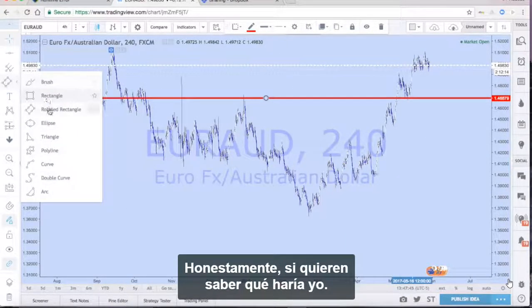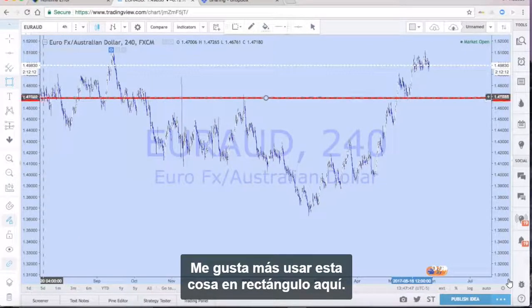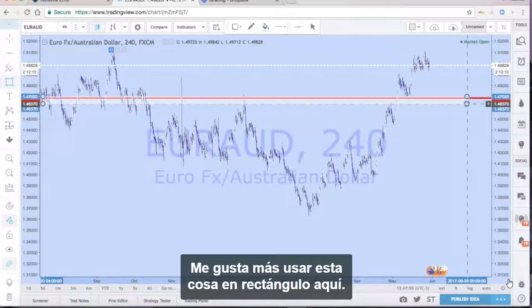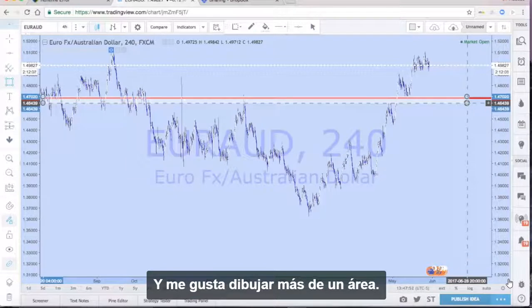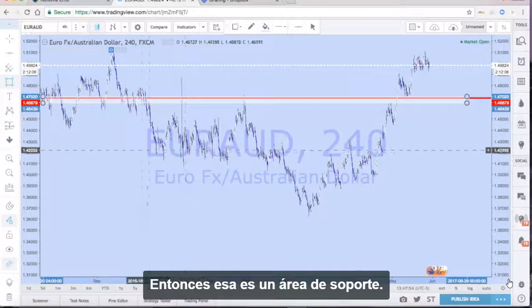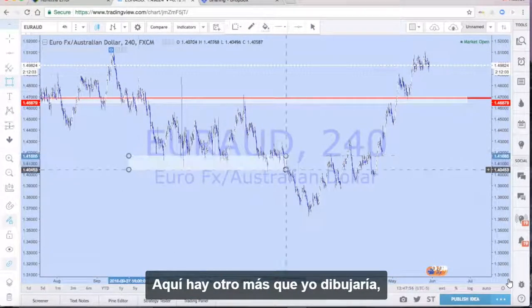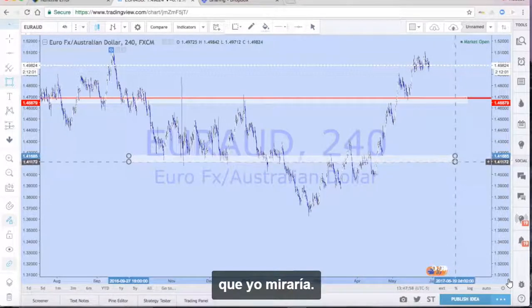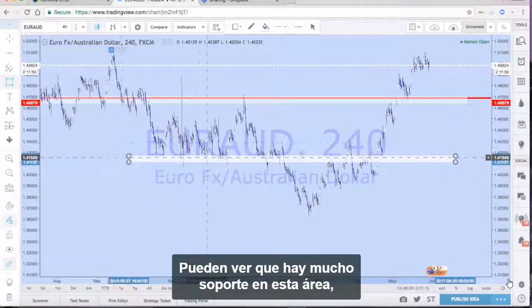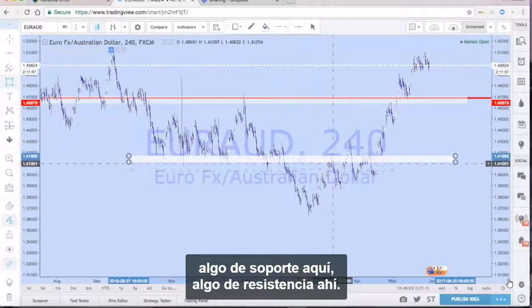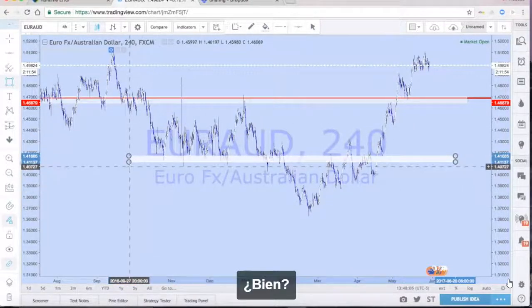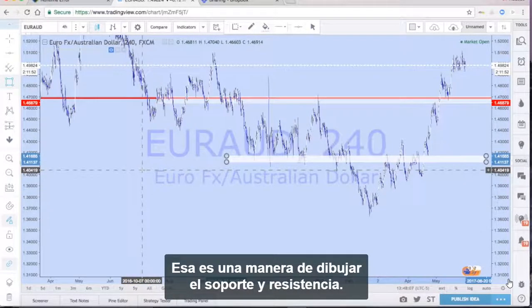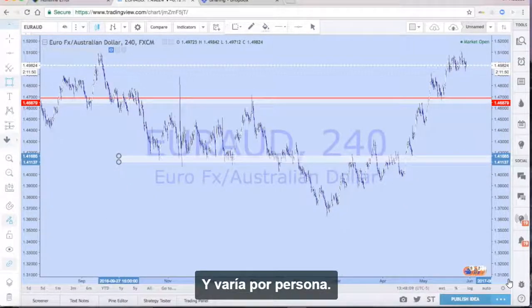Honestly, if you want to know what I would do, I like to more so use this rectangle thing right here. And I like to draw more of an area. So that's like a support area. Here's another one that I would draw, that I would look at. So you can see how it's a lot of support in this area, some support here, some resistance there. Okay. So that's one way that you can draw support and resistance, and it varies per person.